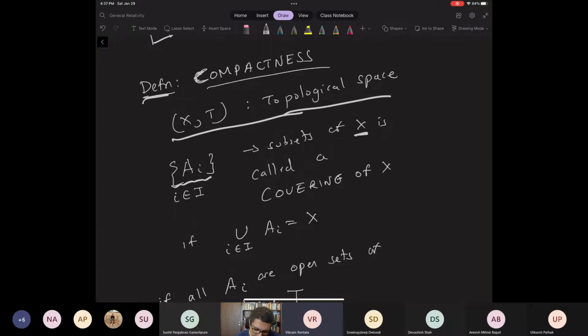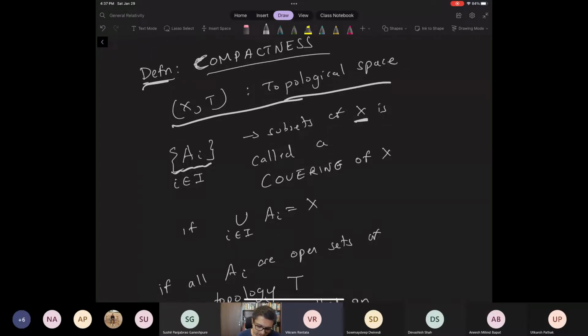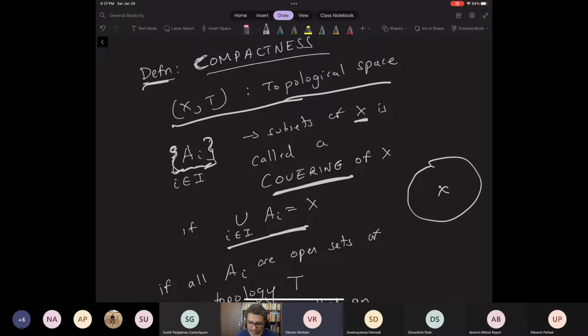Okay, now we can define this notion of compactness. If X is a topological space and the A_i are subsets of X, then a collection of such subsets is called a covering of X if the union of these subsets is equal to X. Intuitively, if X is a set and I start taking subsets of it, and these subsets cover the entire space, so that the union of all these A_i is equal to X, then you say that the sets A_i together form a covering of X.